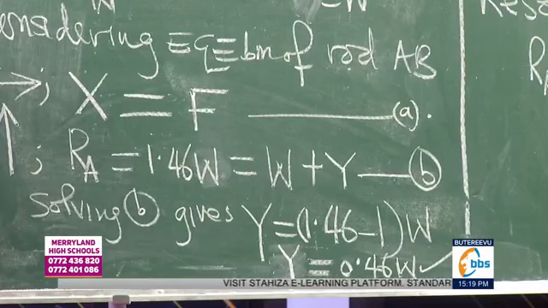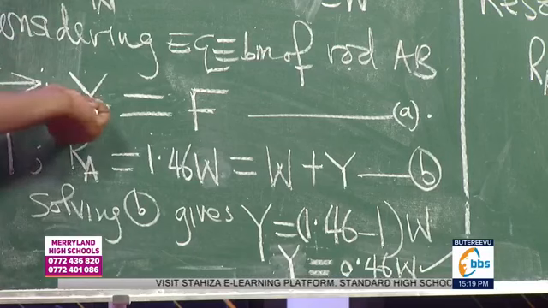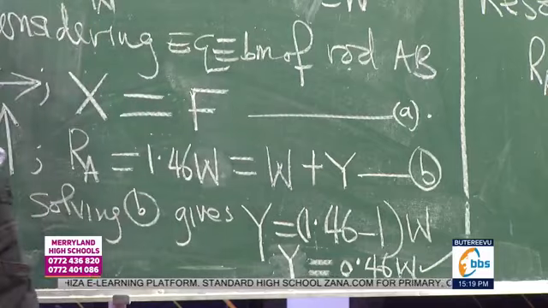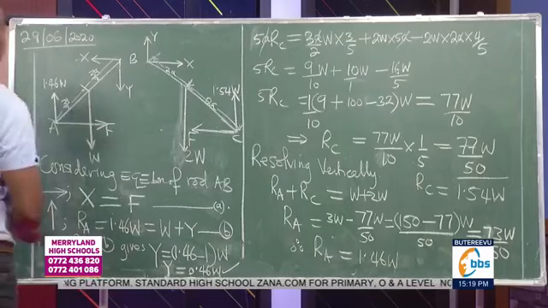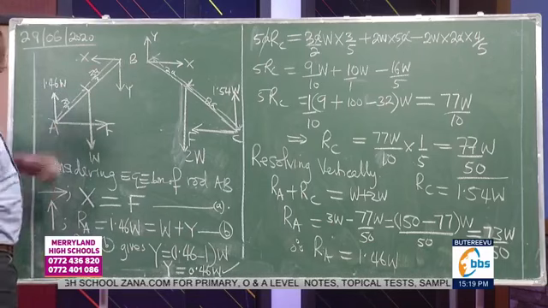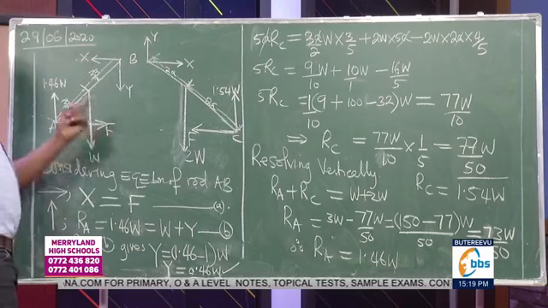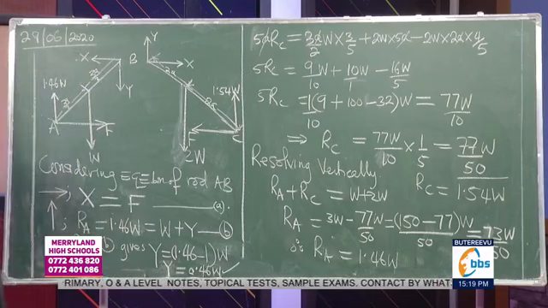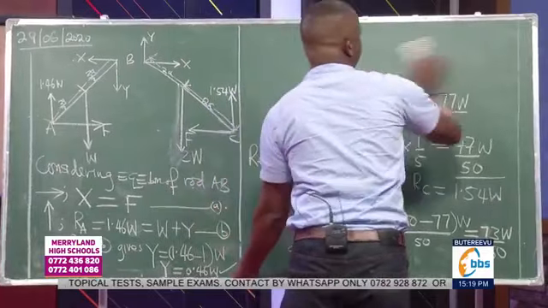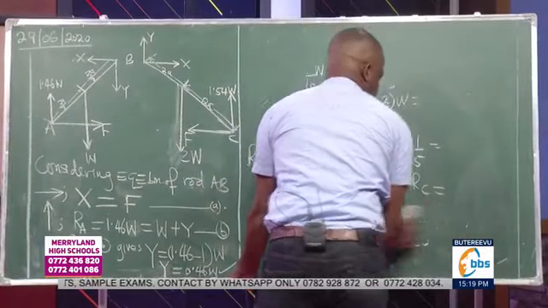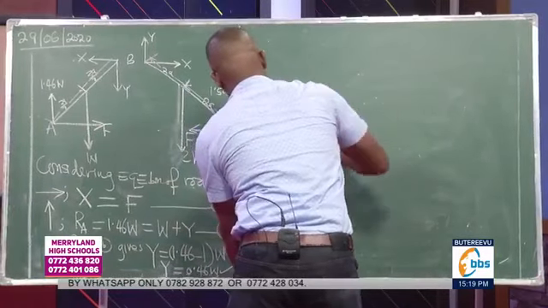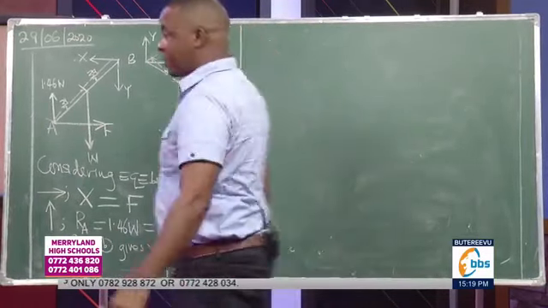Now we are going to proceed to look for X. To find X implies that we need to find the value of F. And if we need to find the value of F, we can choose to take moments here. So either way, if we find X, we have found F. If we find F, we have found X. I will rub off this side. And we are considering rod AB.